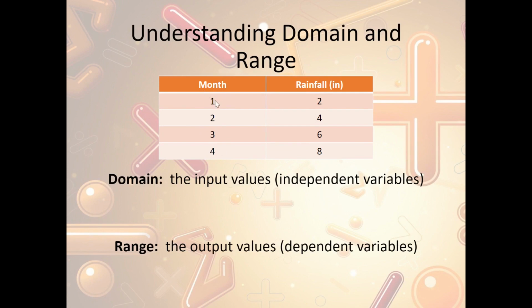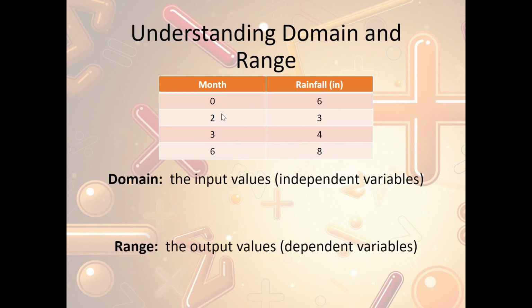Well, we can see that the values are 1, 2, 3, and 4, so that is our domain, 1, 2, 3, and 4. The range are these values here, so our range would be 2, 4, 6, and 8. So we have our domain, we have our range.